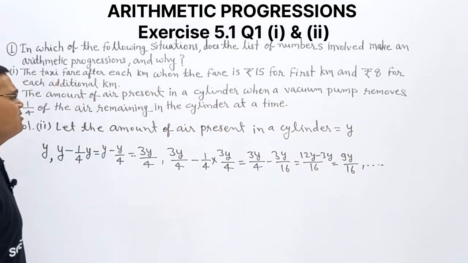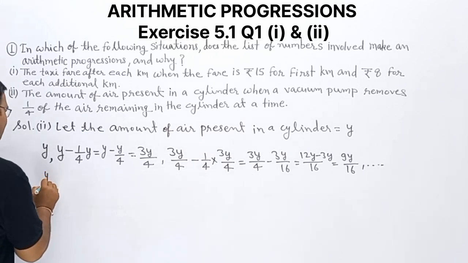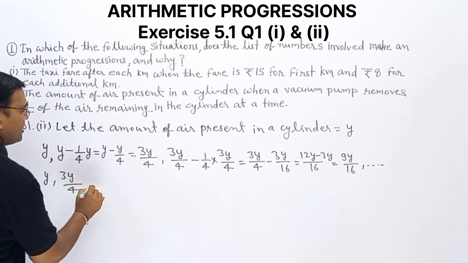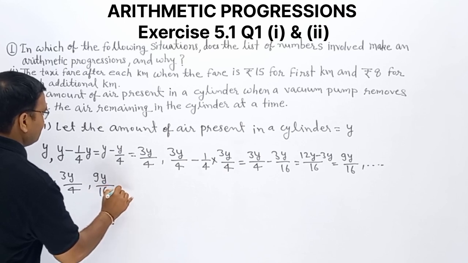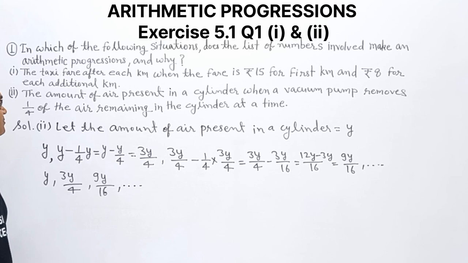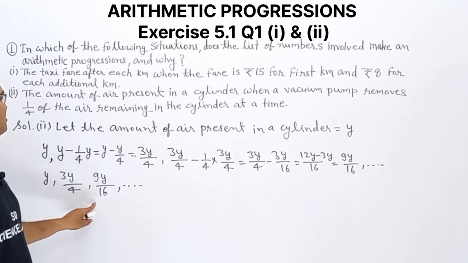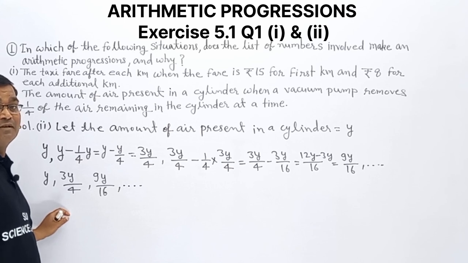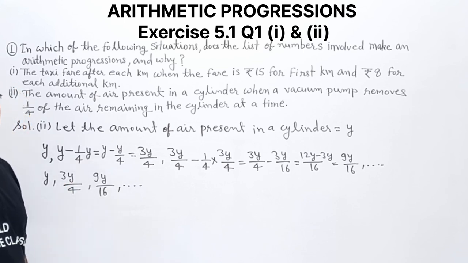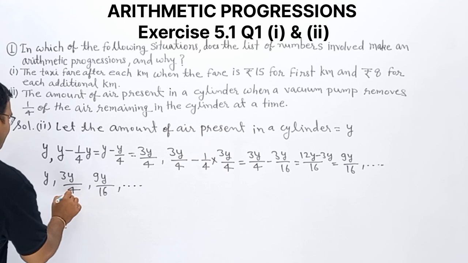So what about the sequence? These terms are sufficient. First Y, then 3Y by 4, next one 9Y by 16, and so on. First Y, 3Y by 4, 9Y by 16, and so on. Clear? These are the terms we are having. This is the list of numbers. Now we want to check whether this is an AP or not. How will we check for the AP?